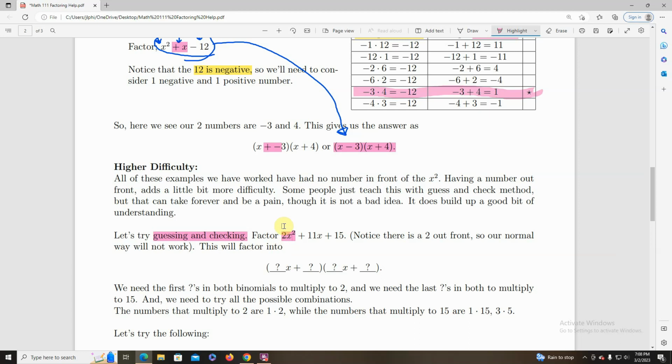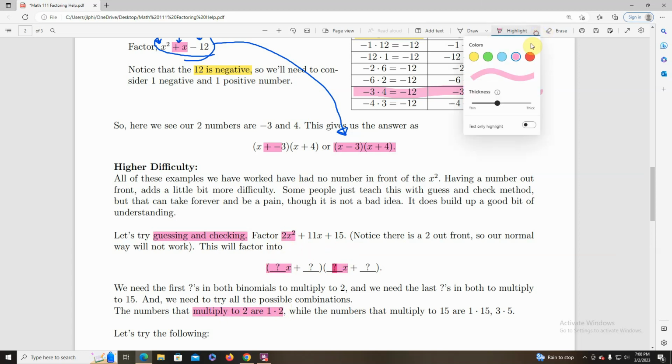The first term is 2x squared. So I know these first terms in these binomials are going to have to multiply to 2x squared. I know they each have an x. I just need to figure out what numbers multiply to 2. Well, lucky for me, the only things that multiply to 2 are 2 and 1. So these have got to be either 1x and 2x or 2x and 1x. Only possibilities.